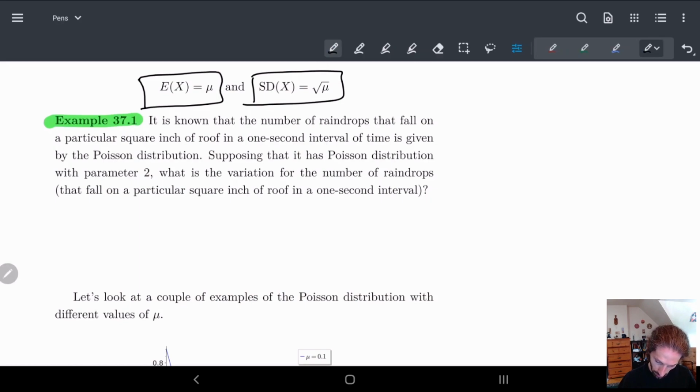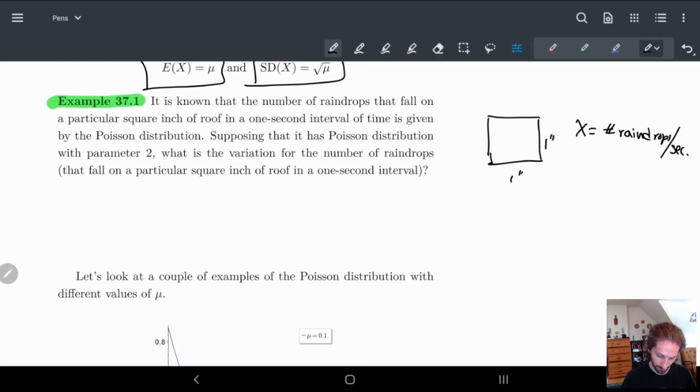So what do we have here? I have some roof. I have a square inch. So I have 1 inch, 1 inch. And we're seeing the number of raindrops in a 1 second interval. So x is number of raindrops per second. And we're assuming x has a Poisson distribution with parameter 2. So we're assuming mu is equal to 2. We're just given that.